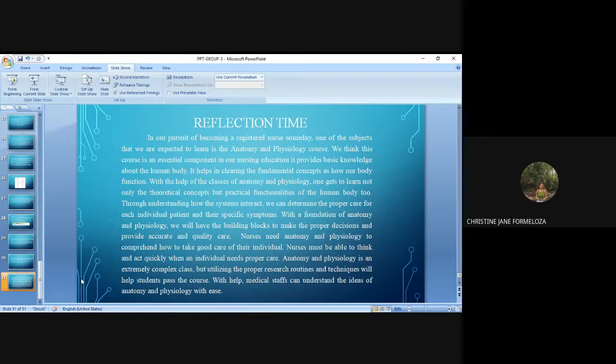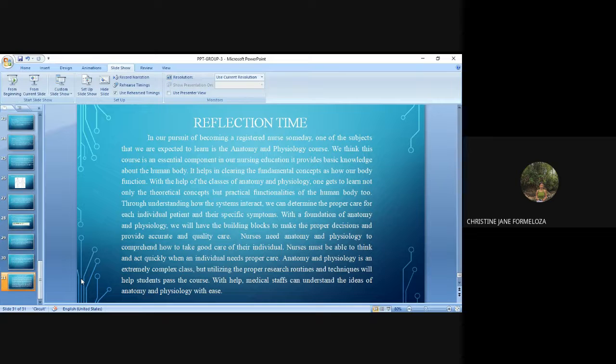With the help of the classes of anatomy and physiology, one gets to learn not only the theoretical concepts but also the practical functionalities of the human body. Through understanding how the systems interact, we can determine the proper care for each individual patient and their specific symptoms. With the foundation of anatomy and physiology, we will have the building blocks to make the proper decisions and provide accurate and quality care.